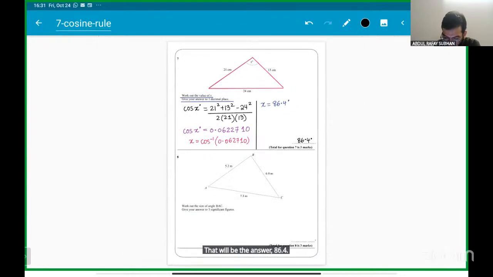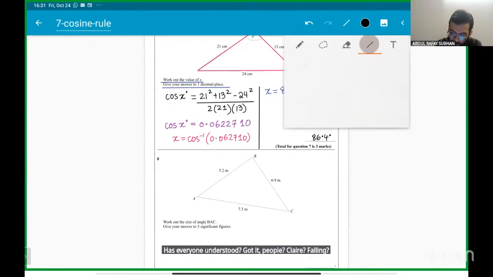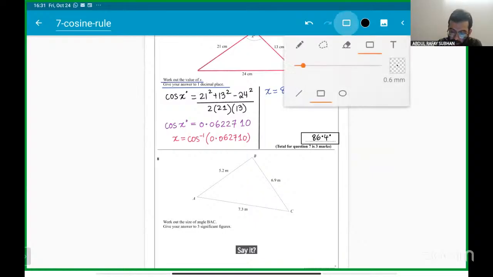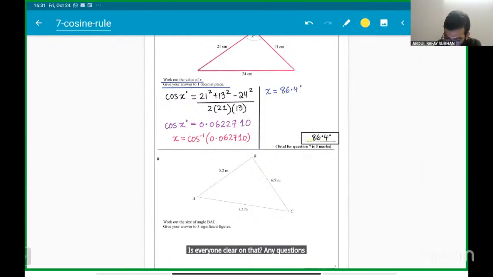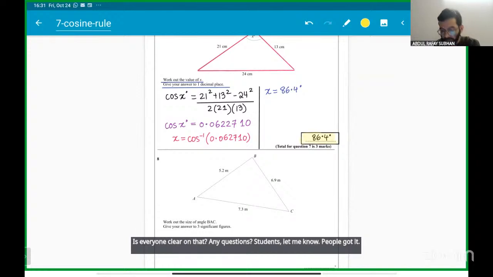Is everyone understood? Got it, people? Clear? Following? Say it. Is everyone clear on that? Any questions, students? Let me know. People got it, understood, clear on that.